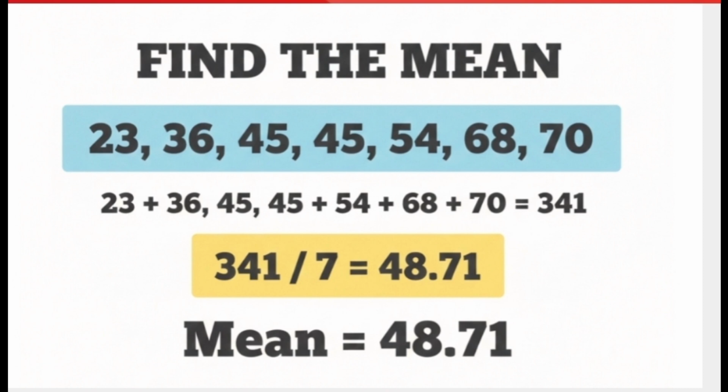In Mrs. Radibi's maths literacy class, the learners were busy revising measures of central tendency. She decided to tell a story to help them understand the mean, which many learners often confuse with the median and the mode. She wrote the numbers on the board. 23, 36, 45, 45, 54, 68, 70. These, she said, are 7 marks from a short class quiz.